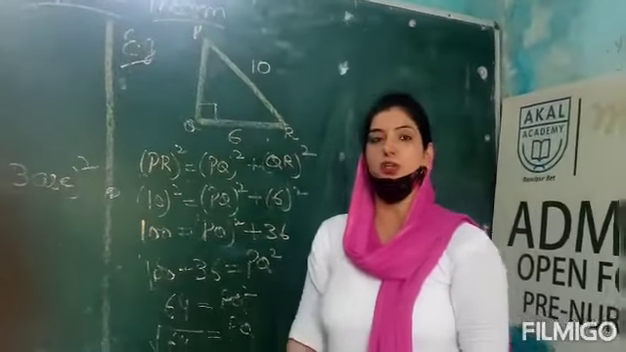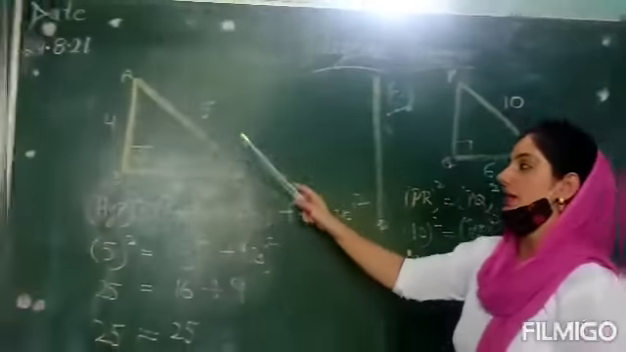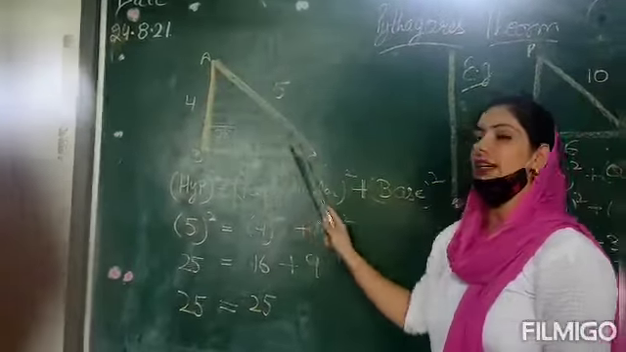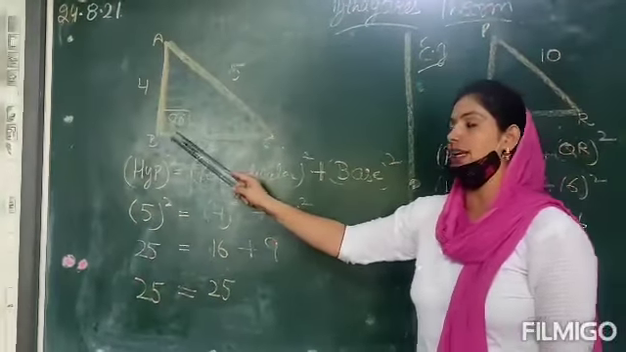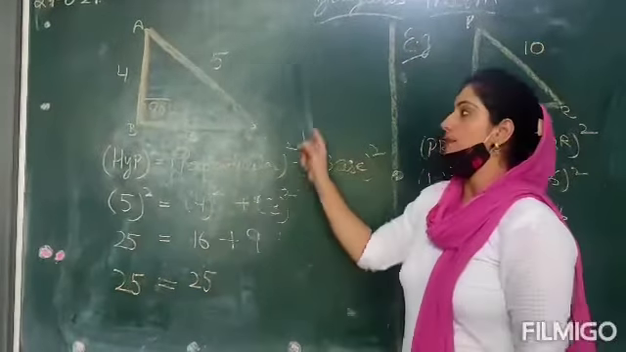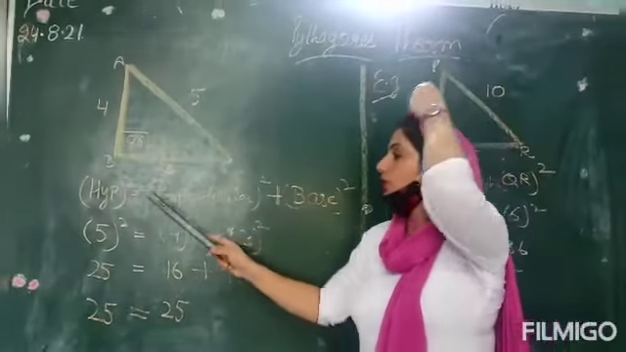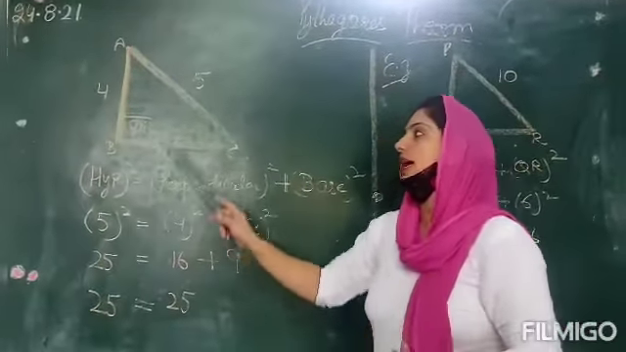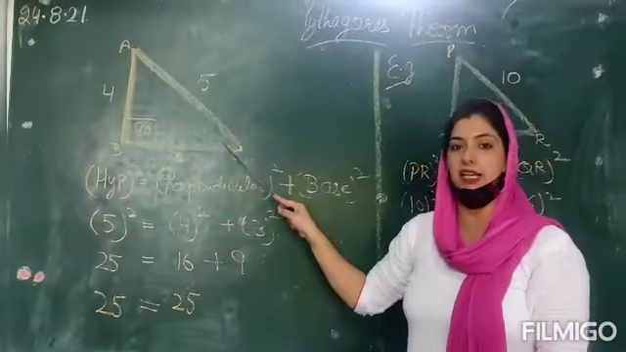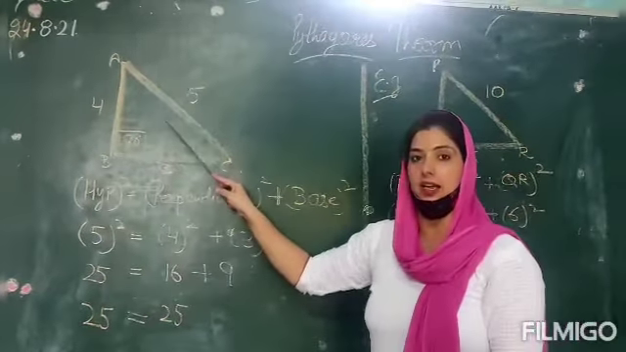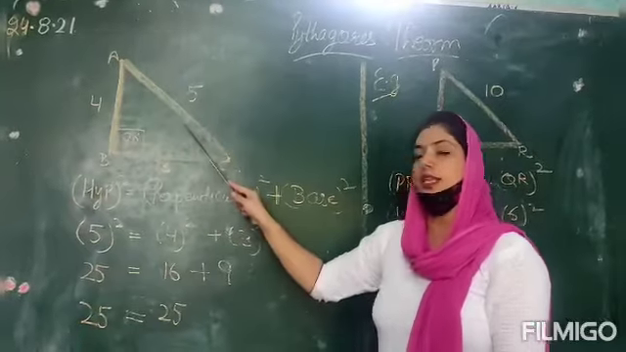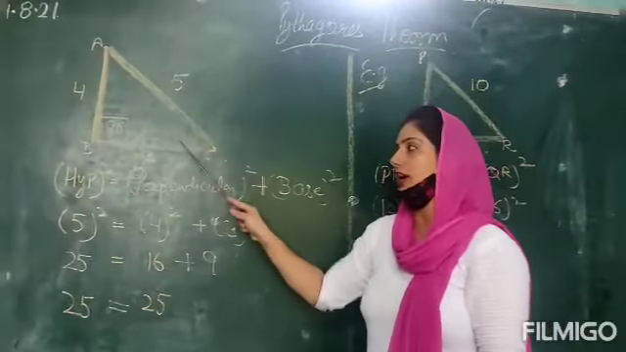What is Pythagoras theorem? Pythagoras theorem is applied in only right angle triangles. A right angle triangle is a triangle in which one angle is 90 degrees. For Pythagoras theorem, we apply the theorem on the hypotenuse. Hypotenuse is the slanting line. That is the biggest side of the right angle triangle.